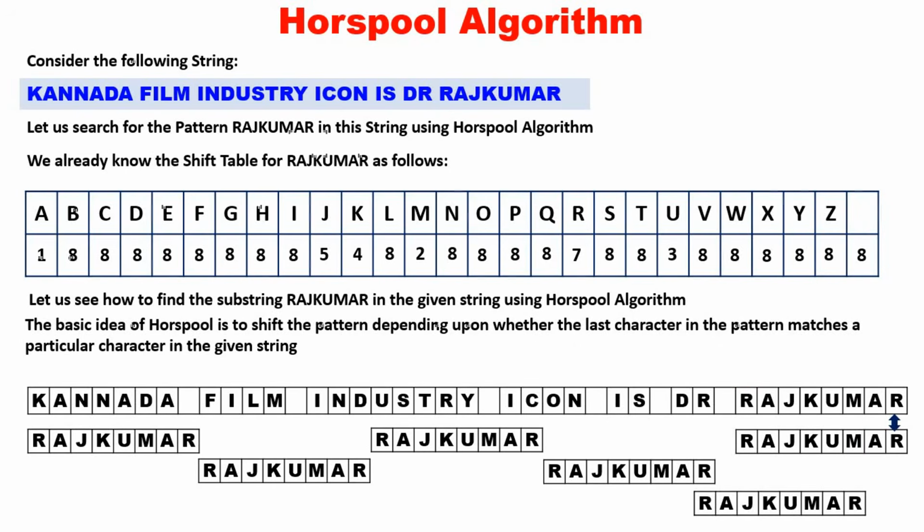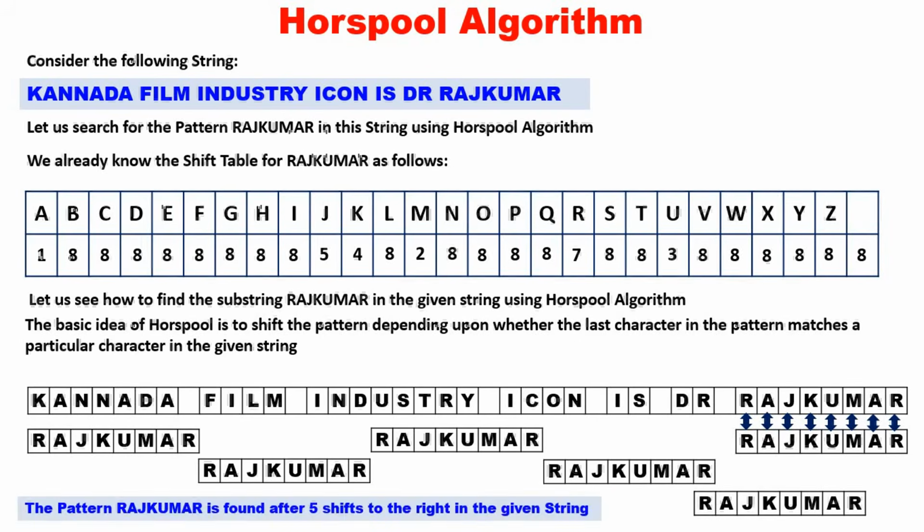Now, the last character is matched with R, and R matches, A and A matches, M and M, U and U, K and K, J and J, A and A, R and R. So Rajkumar is found here. The pattern string Rajkumar is found in the given string. That means the pattern Rajkumar is found after 5 shifts to the right in the given string. We shifted Rajkumar only 5 times to the right and Rajkumar was found in the given string.